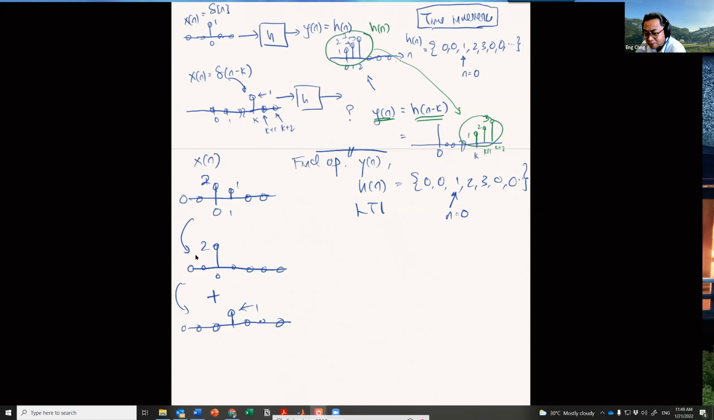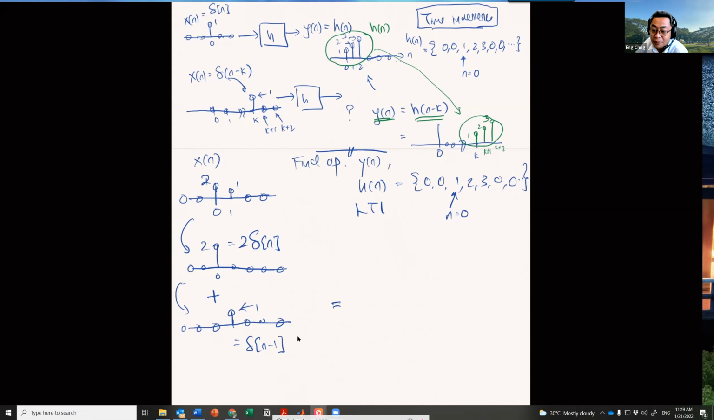But these 2 parts are very interesting. This is nothing but delta of n minus 1, the impulse that is delayed. What is this guy? This is 2 times delta n, the impulse that is doubled. We can decompose this signal into this and this. We make use of the idea that the system is linear and time invariant. Let's make use of time invariance first. If it is time invariant, what do you think the output should be for this guy?